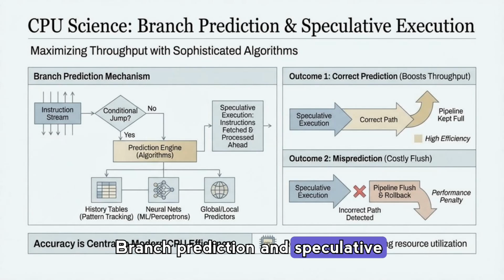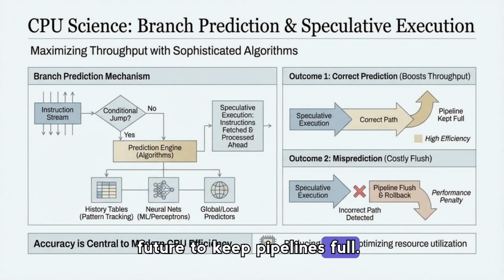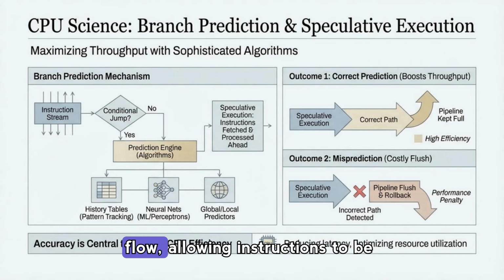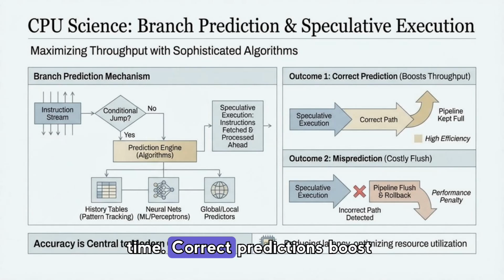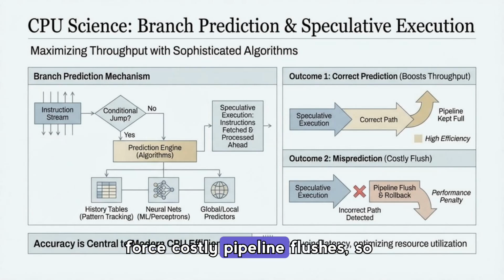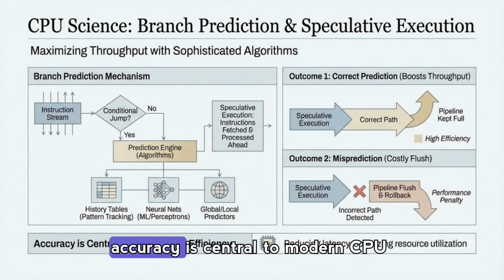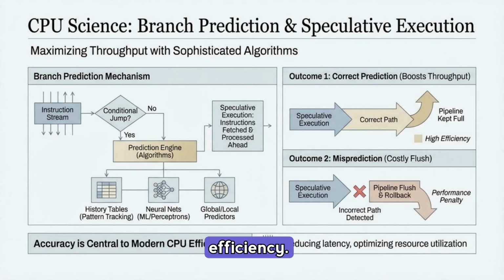Branch prediction and speculative execution are all about guessing the future to keep pipelines full. Prediction engines use history tables, simple patterns, or even neural predictors to forecast control flow, allowing instructions to be fetched and processed ahead of time. Correct predictions boost throughput, while mispredictions force costly pipeline flushes, so accuracy is central to modern CPU efficiency.